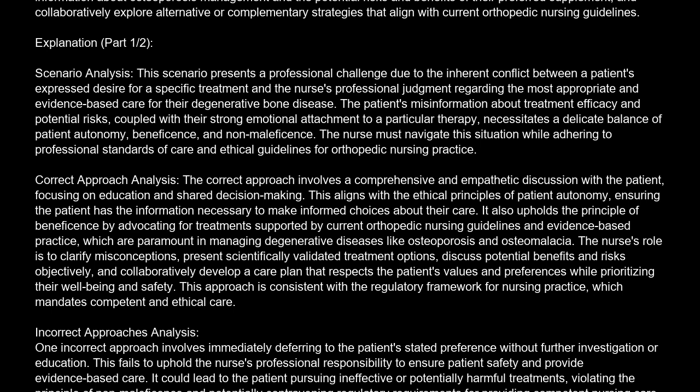Engage in a detailed, empathetic discussion with the patient to understand their concerns, provide evidence-based information about osteoporosis management and the potential risks and benefits of their preferred supplement, and collaboratively explore alternative or complementary strategies that align with current orthopedic nursing guidelines. Explanation. Scenario analysis. This scenario presents a professional challenge due to the inherent conflict between a patient's expressed desire for a specific treatment and the nurse's professional judgment regarding the most appropriate and evidence-based care for their degenerative bone disease.